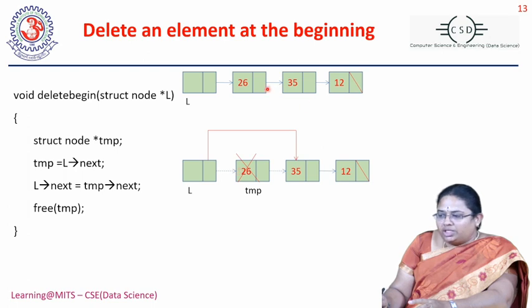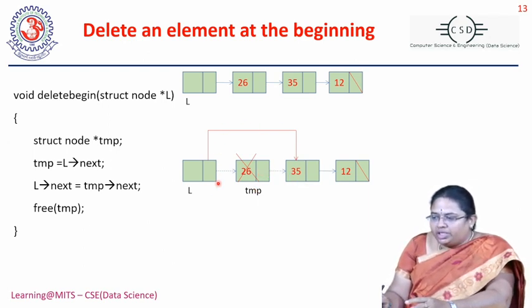So L next is 26, that we are copying to the name temp. I give the name temp to this node. Then instead of L pointing to this node, we are making L point to the node next to temp. So L next is equal to temp next, because this node's address will be here only. So this is temp next, and that value we are copying to L next. Then we are freeing the temp cell. Like this we have deleted the first element.